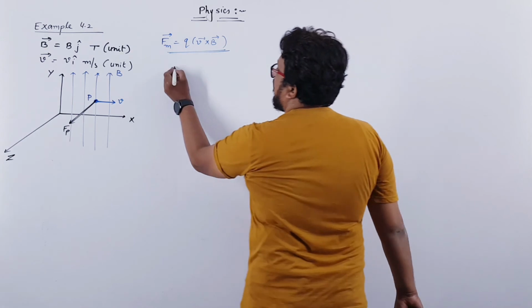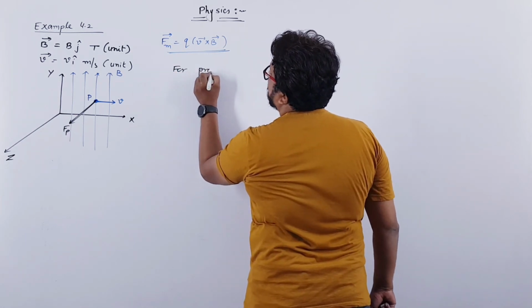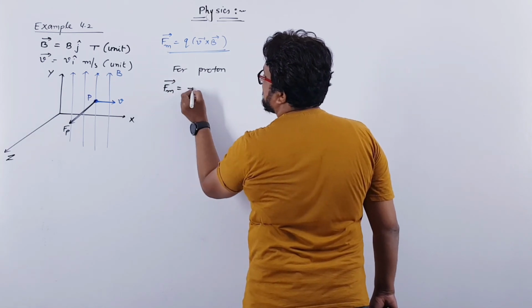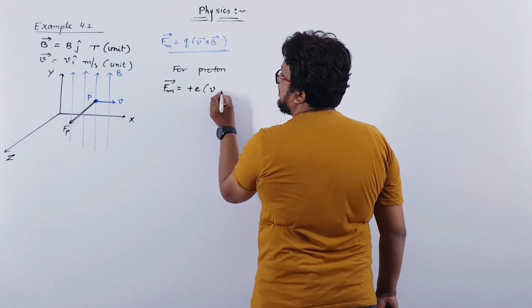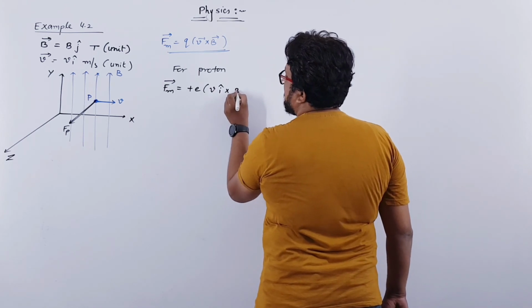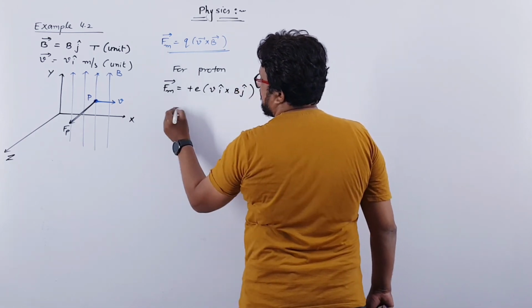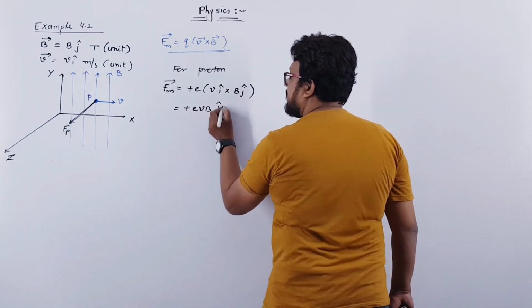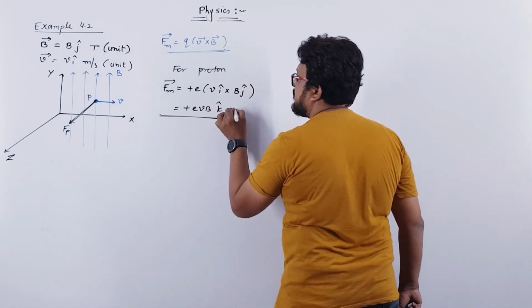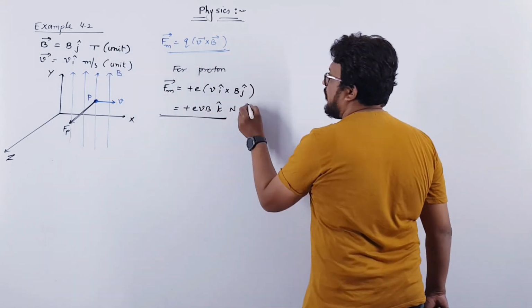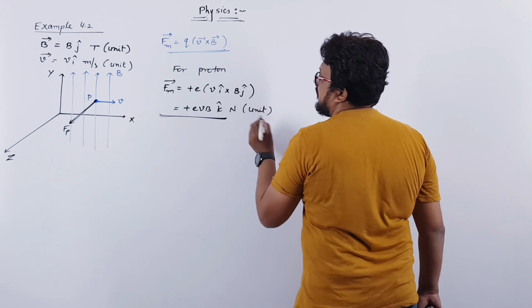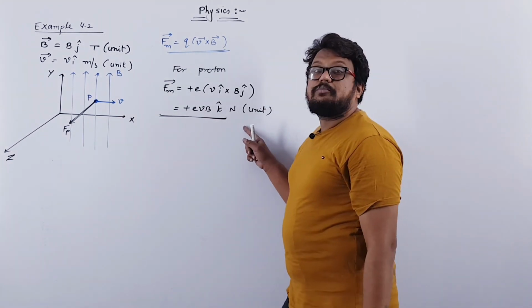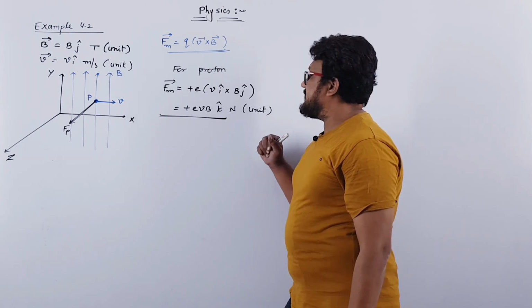For proton, Fm will be equal to Q, which is plus e, into V i cap cross B j cap. So plus eVB, i cross j is k cap. If you have written this in SI unit, then this will be Newton. So plus eVB k cap. This magnetic force acting on proton will be along positive Z axis.